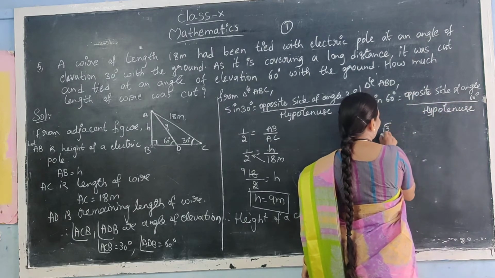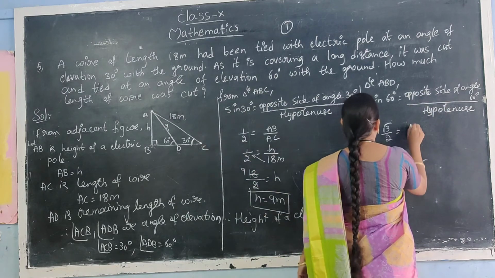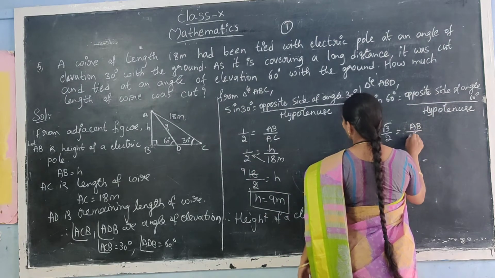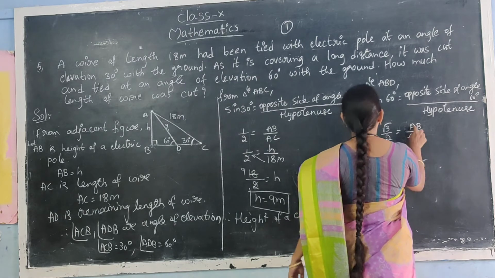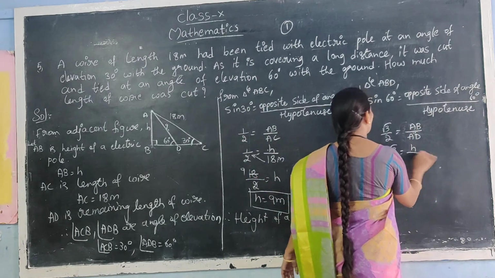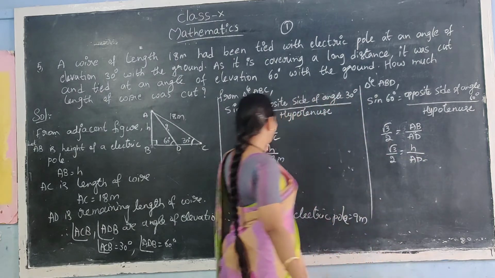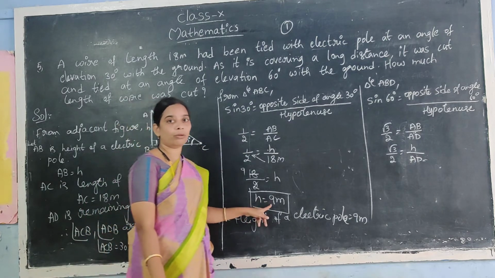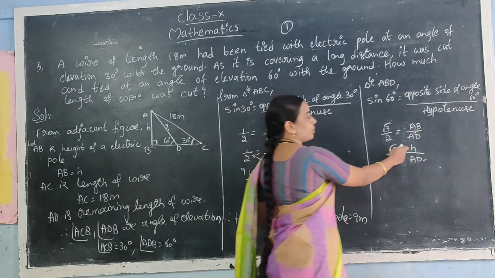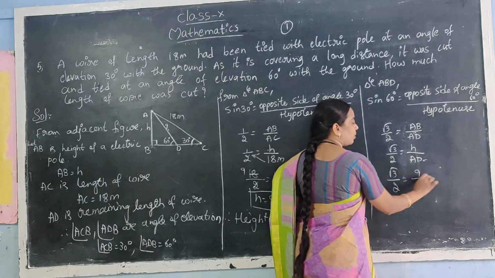Sin 60 value is root 3 by 2. The opposite side of 60 is AB and the hypotenuse is AD. Root 3 by 2 is equal to AB, whose value is h, over AD, which is unknown. Now, already from the first triangle you got the h value, 9 meters. Substitute this 9 meters in place of h. Root 3 by 2 is equal to 9 by AD.